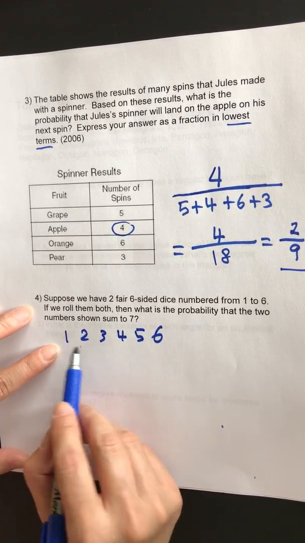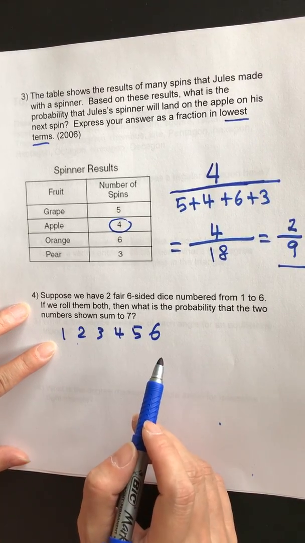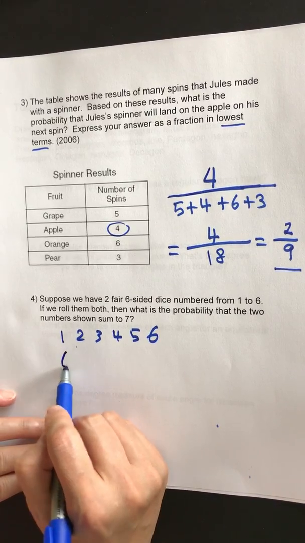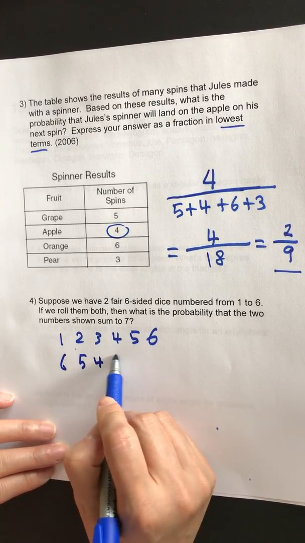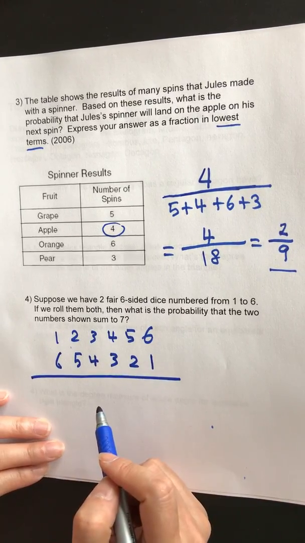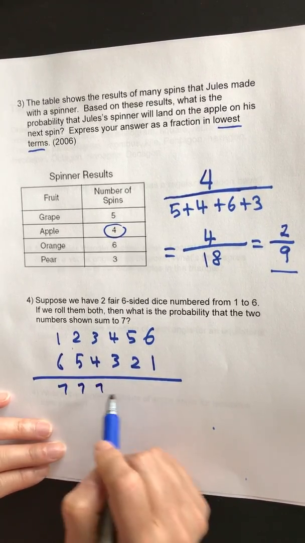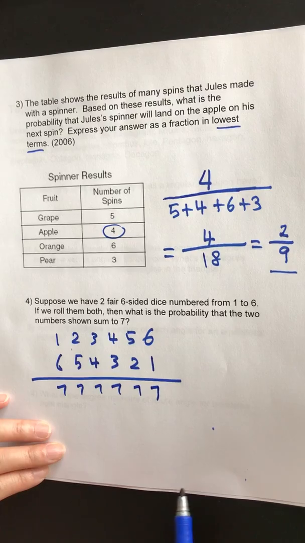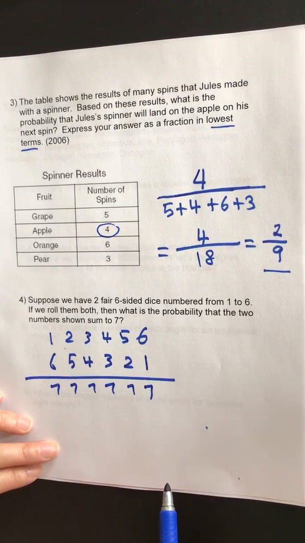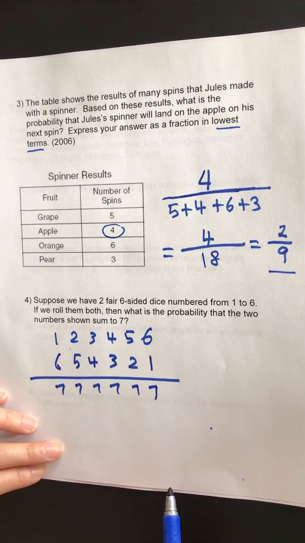There were 6 options, 1, 2, 3, 4, 5, 6. If you reverse the number and you write it as 6, 5, 4, 3, 2, 1, and then amazingly you add them up, you get 7, 7, 7, 7, 7, 7. These are all 7s, and these are all the possibilities that you add them up, they are equal to 7.